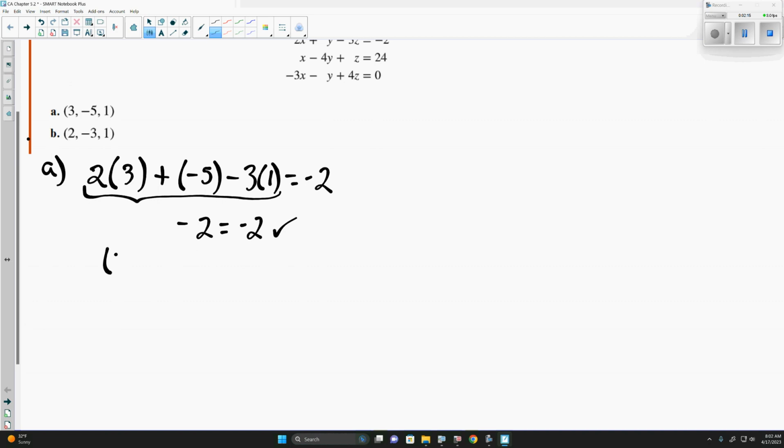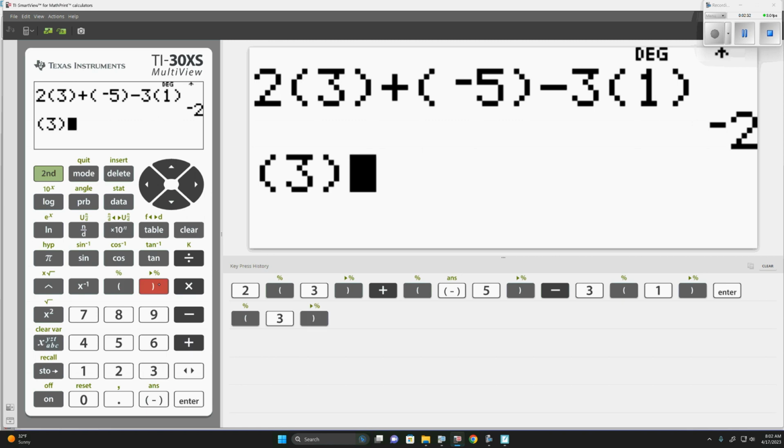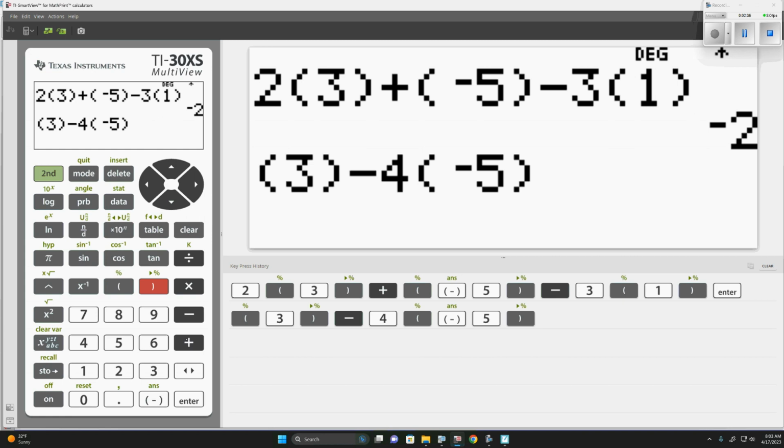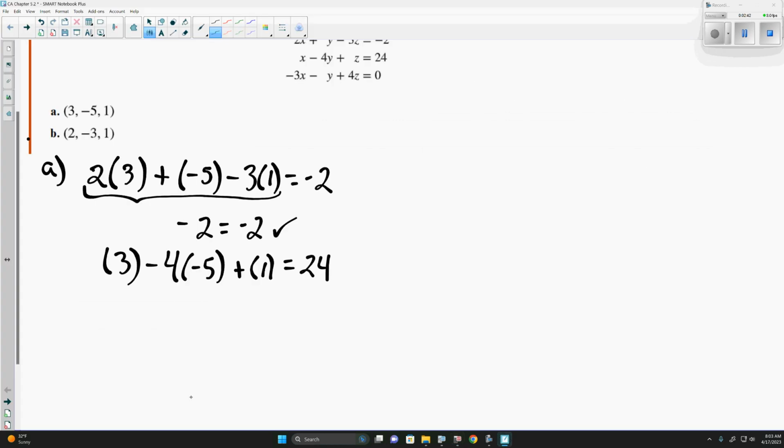Then we can move on to the second and plug x, y, z in. And do the exact same thing and see if we get 24. We can say 3 minus 4 times negative 5 plus 1. And it is indeed 24.